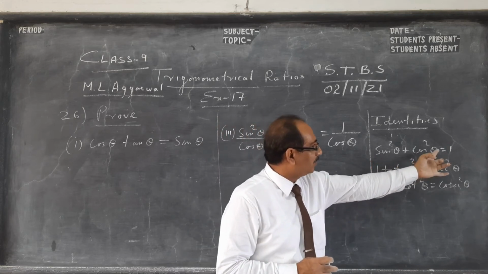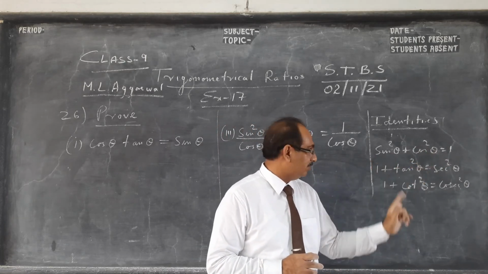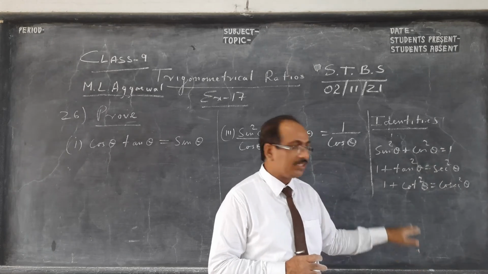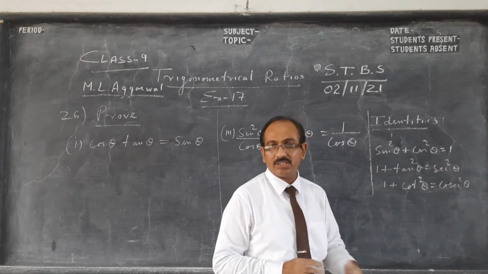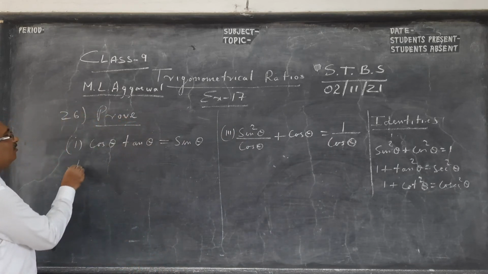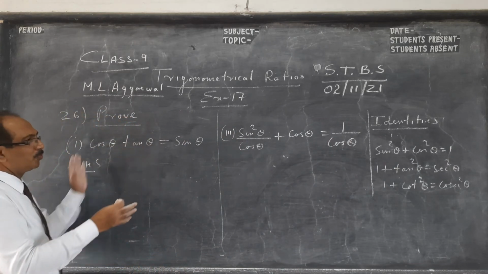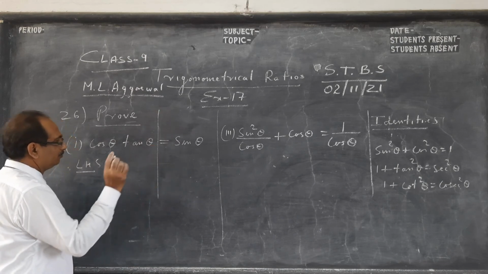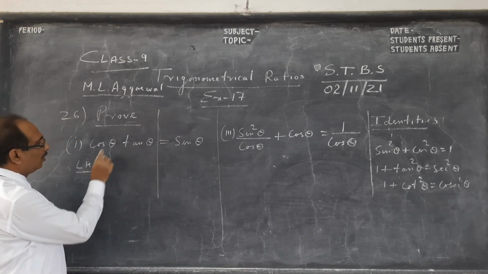Sin squared theta plus cos squared theta is 1. 1 plus tan squared theta is sec squared theta. 1 plus cot squared theta is cosec squared theta. If possible, I'll give you proof of that also. It's a very easy proof. So here we start with the left hand side, children. We have to prove it; we will start with any one side. Okay.